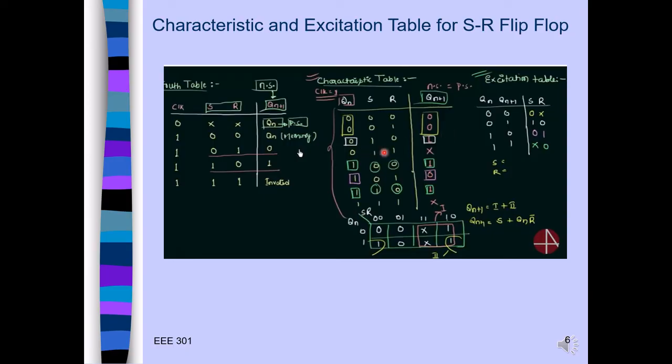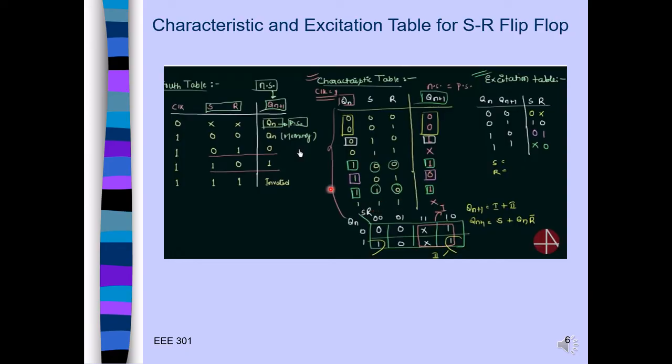10 is set, so 1 0 sets it to 1, so it will be 1. Again 1 1, so 1 1 is invalid, so that means don't care. Again 0 0, so 0 0 is no change, so you have the previous value 1, so it will remain 1. 0 1 is reset to 0, so it doesn't matter what the previous value was, the next value will be 0.